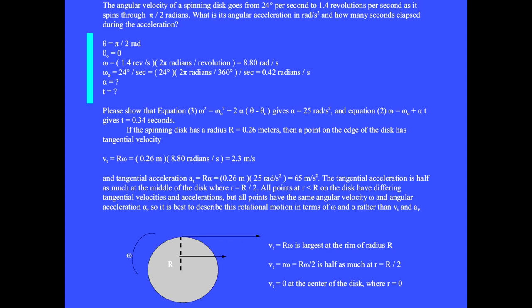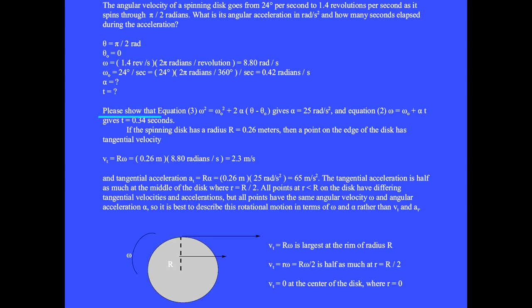We make the list of 4 out of 6 variables. The initial angle we'll put at 0. The final angle is pi over 2 radians. The initial angular velocity is 24 degrees per second, which is 0.42 radians per second. The final angular velocity is 8.8 radians per second.